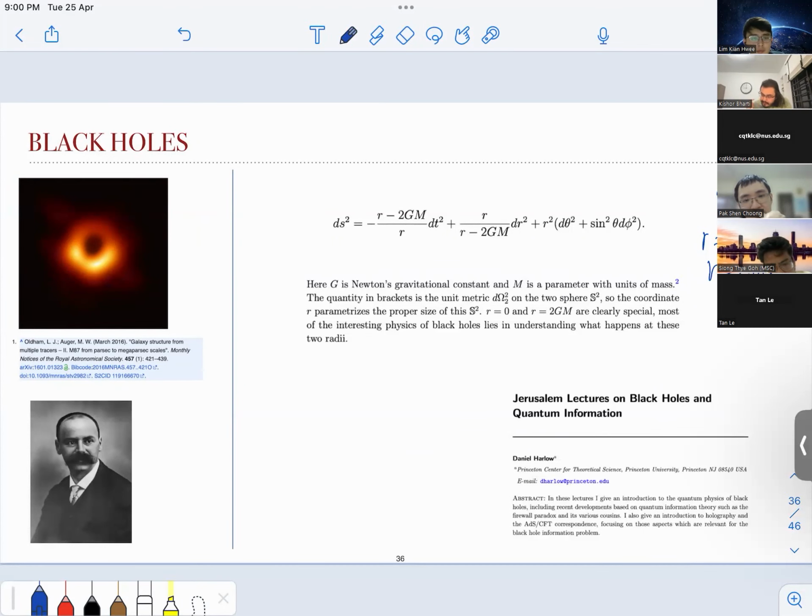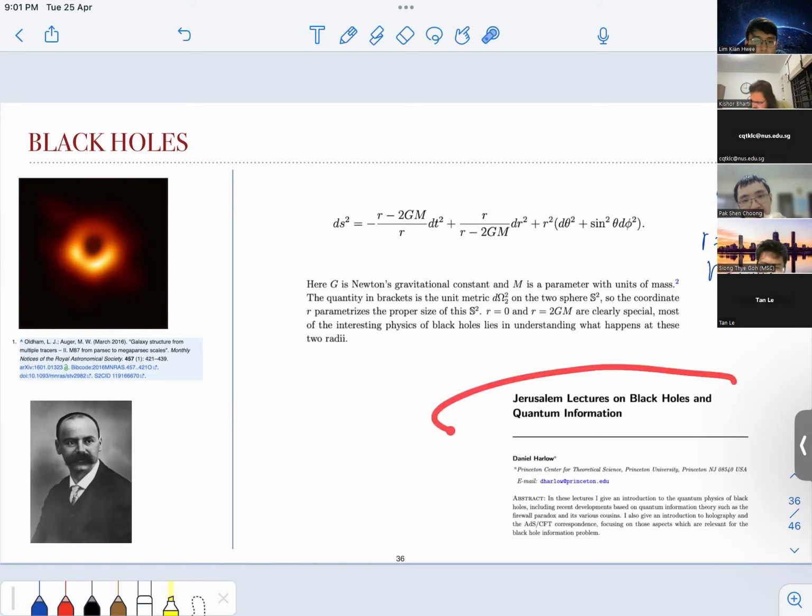These two points are important for a black hole. r equal to 0 is the singularity, the center of the black hole, and r equal to 2GM is the event horizon. Once you are there, basically God save you. After that you will definitely get inside and hit the center of the black hole.